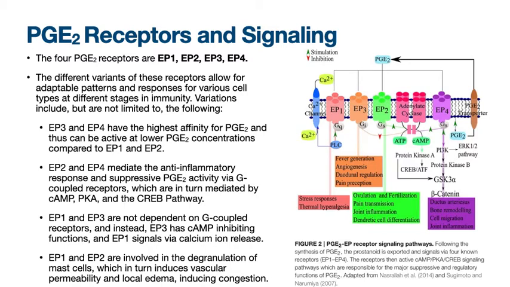And then lastly, EP1 and EP2 are involved in the degranulation of mast cells, which in turn induces vascular permeability and local edema. It also induces congestion thanks to those two symptoms. If you look at the right, we have the different receptors, EP1, 3, 2, and 4. And we also have adenylate cyclase and the calcium channel, PGE2 receptors, transporters. These just show the different functions and how PGE2 can move through these pathways. As you know, it's biochemistry. Biochemical pathways can be very complicated.